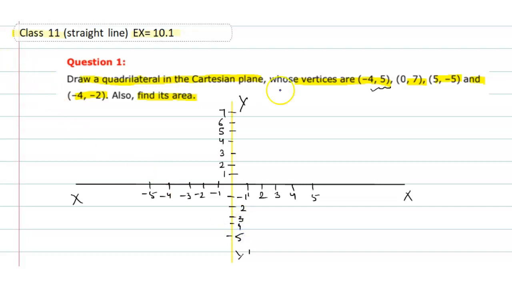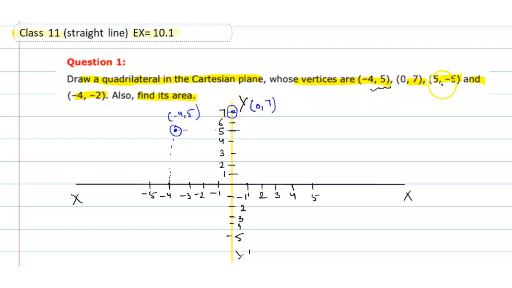So the first point is (-4, 5). So -4 is on the negative x-axis and 5 is on the positive y-axis. So the point will be here. And the second is (0, 7). So 0 on the x-axis and 7 on the y-axis. So the point is here. This point is (-4, 5). This point is (0, 7).